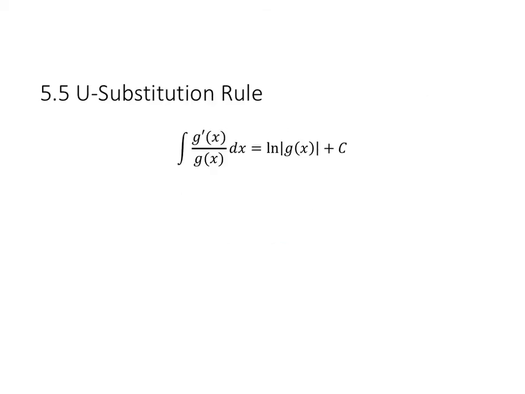So a general rule for u-substitution is if I have the integral of the derivative in the numerator over the original function in the denominator, then it will be the natural log of the original function plus c. Because what we're going to get when we rewrite it using u substitution is 1 over u du, which is the natural log of u. And again, u was our denominator, which was our original function, so it's the natural log of g.